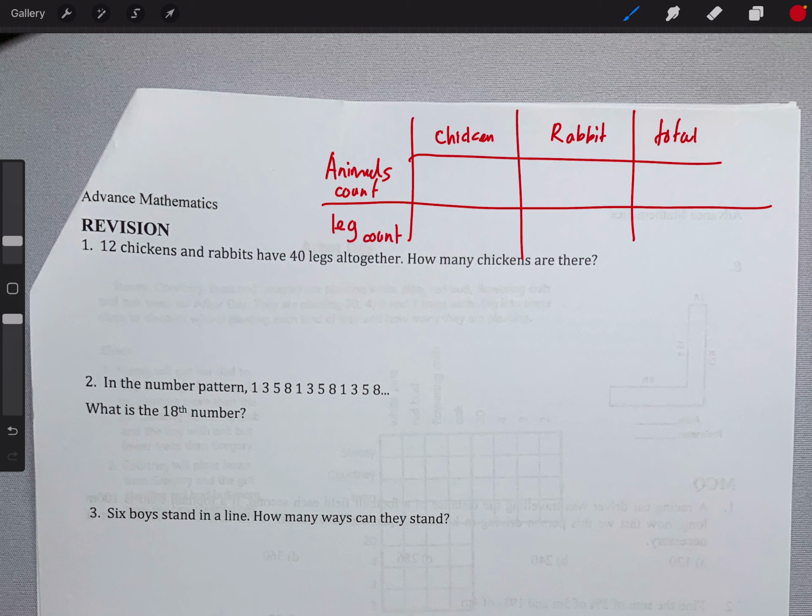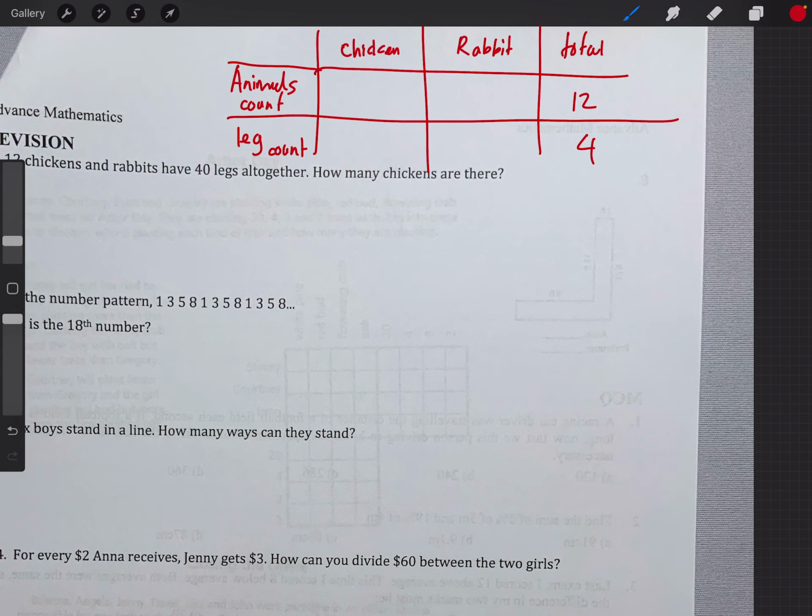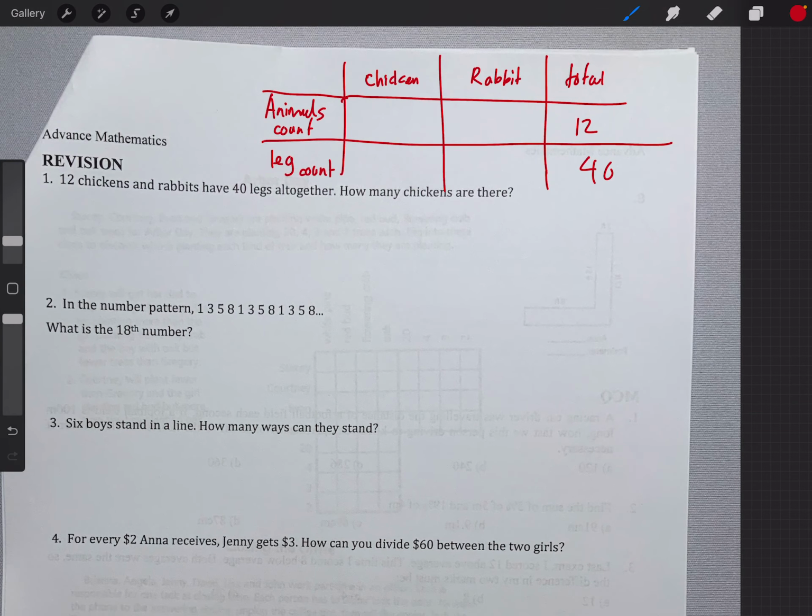So, what's the total animal count? There's 12 animals altogether. How many chickens and rabbits? We don't know yet. We can guess and check. How many legs do we have altogether? We've got 40 legs altogether. So let's try 6 and 6. Now chickens have 2 legs each and rabbits have 4 legs each. So how many legs do all the chickens have altogether? 6 times 2 is 12 and 4 times 6 is 24. Does that add to 40? 36 is close, but not yet.